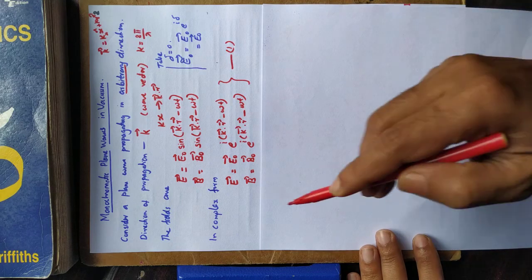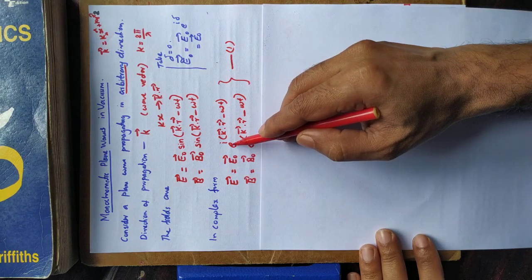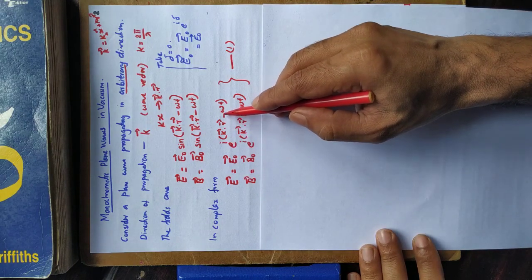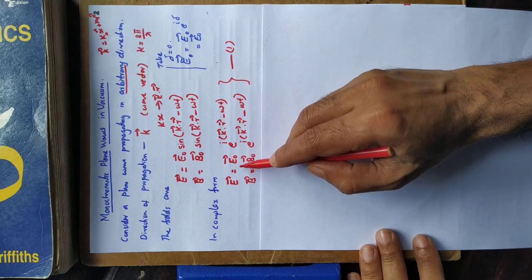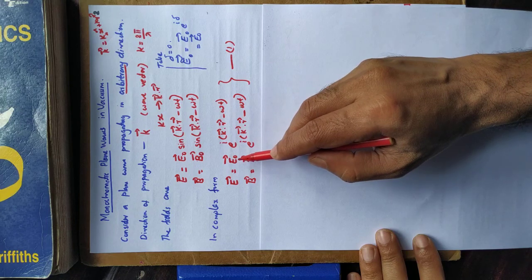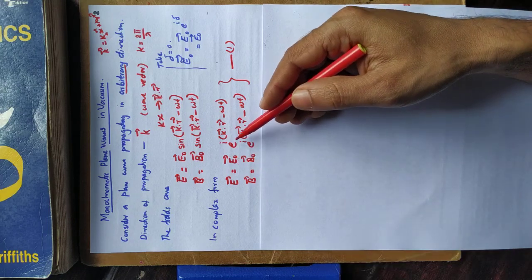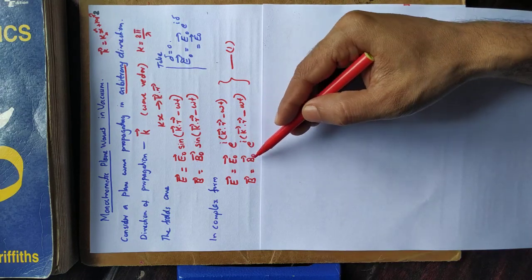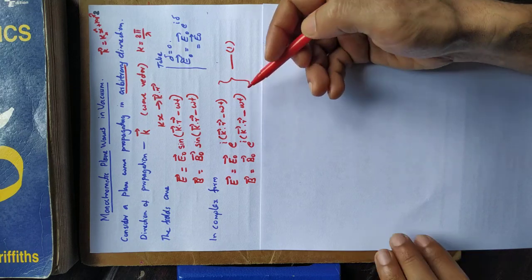Now we can express this in complex form. E is equal to E0 e raised to i times k dot r minus omega t. The actual field is the real part of this complex form, but for mathematical convenience we are expressing it in complex form. So B is equal to B0 e raised to i times k dot r minus omega t.